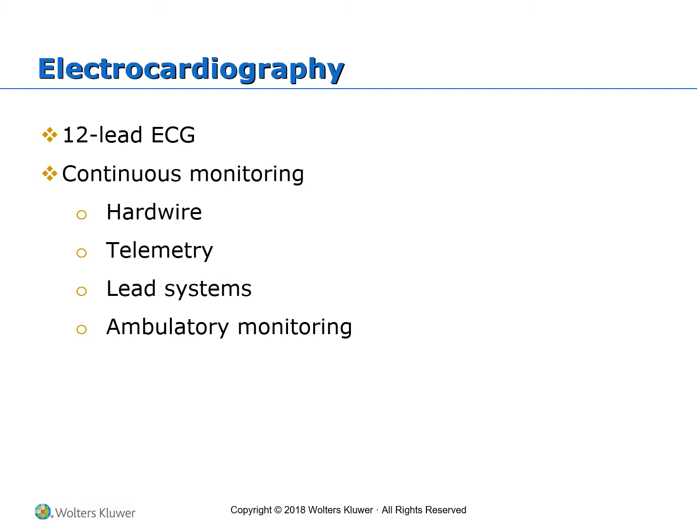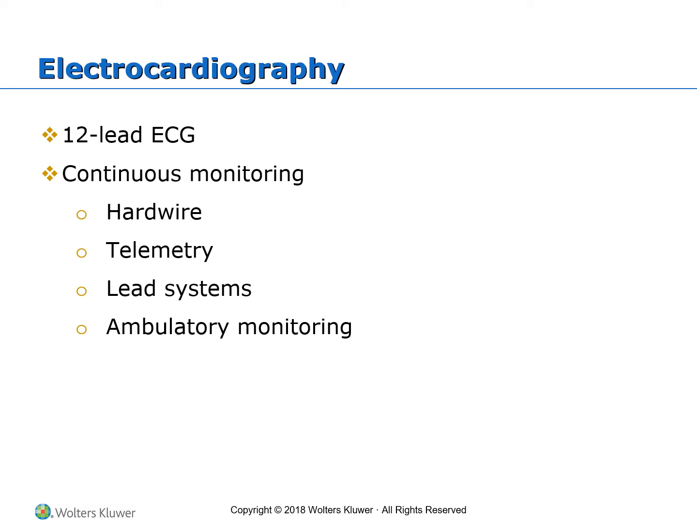If you get an ECG or EKG, some people will say EKG instead of ECG, it just shows the electrical activity of the heart. So this can show you what's going on with the electrical conduction in your heart, and you can isolate exactly where in the heart you're having issues if it's an electrical conduction issue. You can do a 12 lead, and that shows you all different areas of the heart.